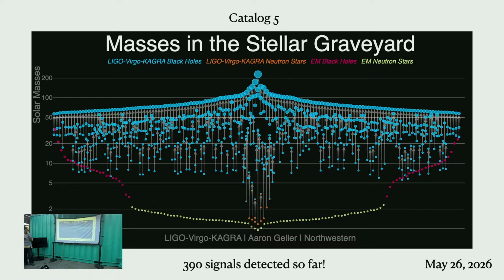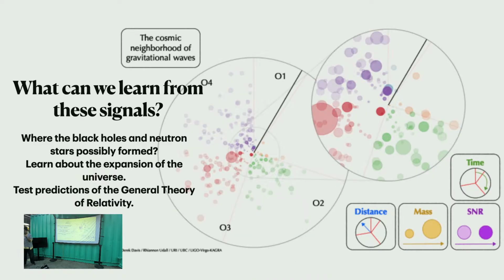And now, in the last 10 years, we've seen 390 signals from these kinds of systems. And we've seen some of the smallest objects to some of the most massive black holes. Like we've seen a black hole that would be produced by two mergers at around 200 solar masses. So that's 200 times the mass of our sun. OK, so that's everything we've seen.